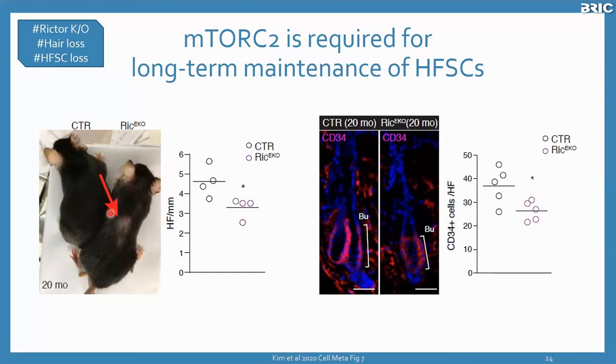And I took the tissue of these two mice and looked at whether or not the level of CD34 is also decreased. And that was exactly the case, as you can see here. When you look at the Rictor mice at 20 months old, much less CD34 signal was detected, and this is a quantification. Not only can you see it through the fluorescence level, but when I counted CD34 positive cells per hair follicle, I was able to see that there were less CD34 positive cells, hair follicle stem cells, when Rictor was knocked out.